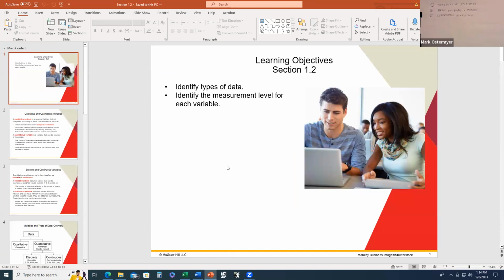All right. Section 1.2, we are going to identify types of data and identify the measurement level that is used for each variable that we use to assign data.